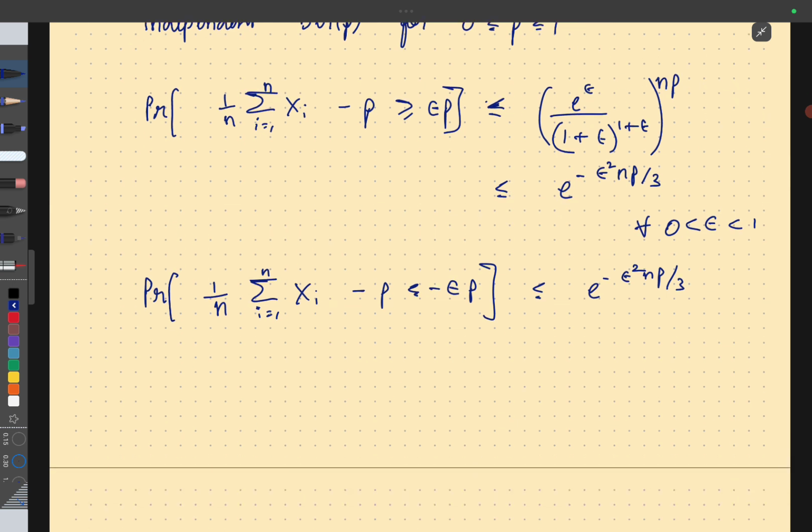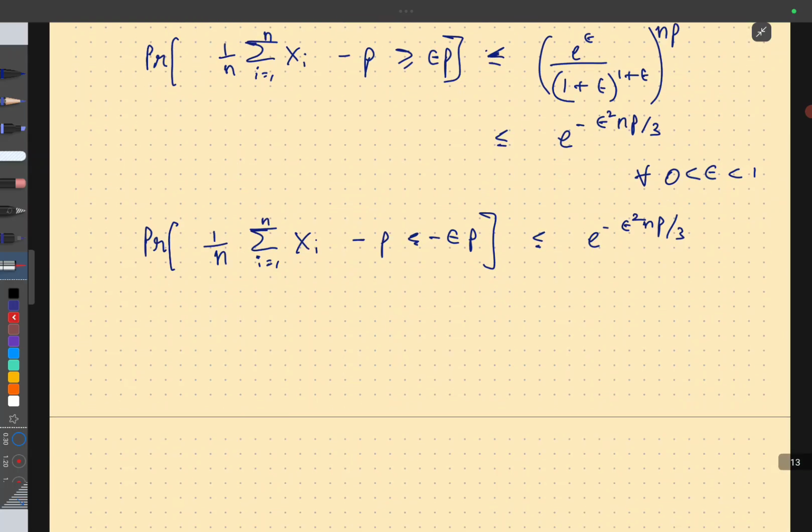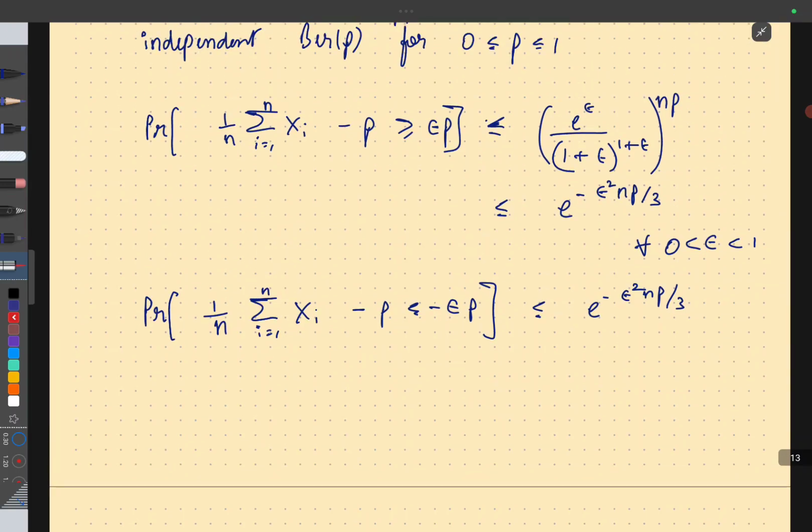The first one is the upper bound. Both of them are upper bounds, right? But they're bounds on two different quantities. Both of these are upper bounds on the probability of an event. So the event is what is called the right tail. It's less than or equal. So the first one is the probability that the empirical average is greater than or equal to p plus epsilon times p.